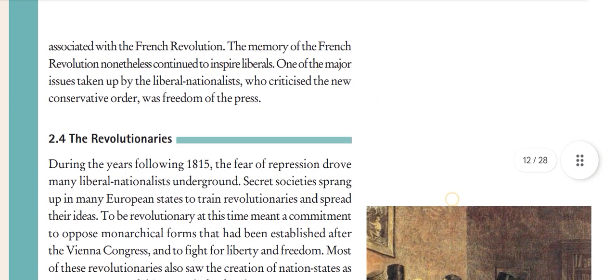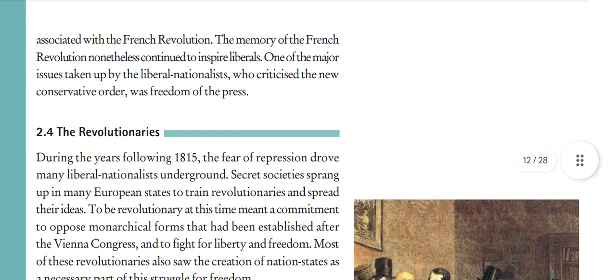Associated with the French Revolution. The memory of the French Revolution, nonetheless, continued to inspire liberals. One of the major issues taken up by the liberal nationalists who criticized the new conservative order was freedom of the press. During the years following 1815, the fear of repression drove many liberal nationalists underground.